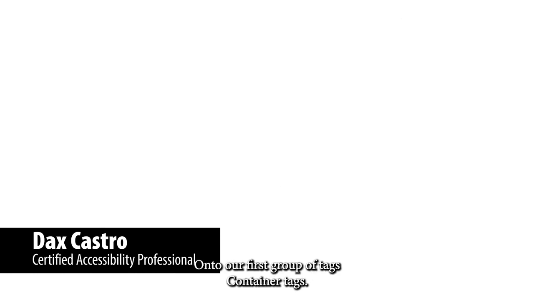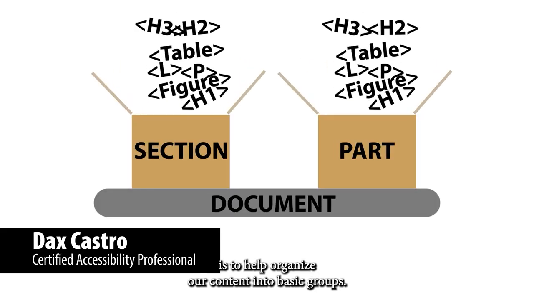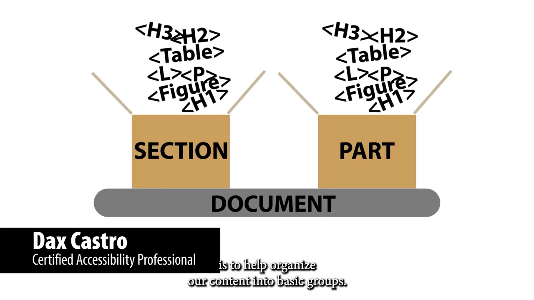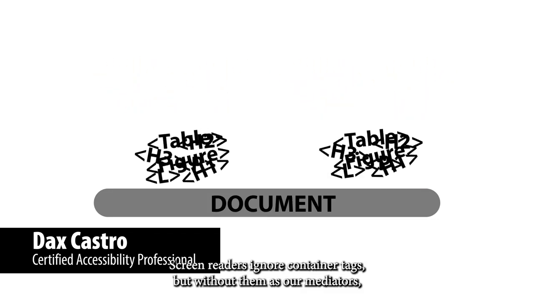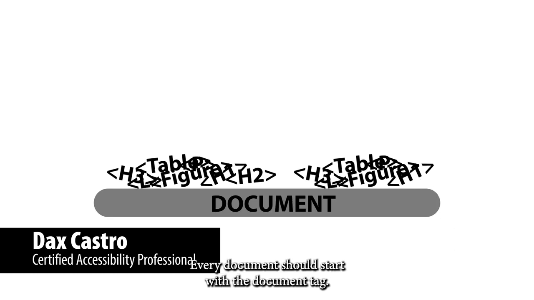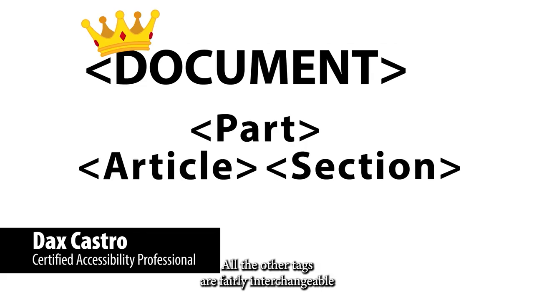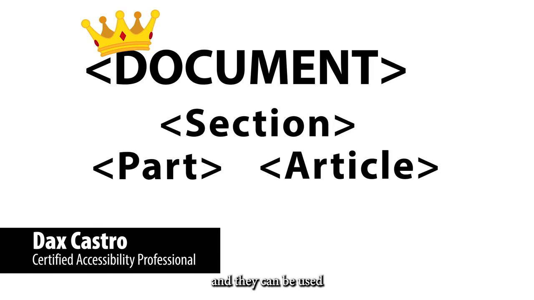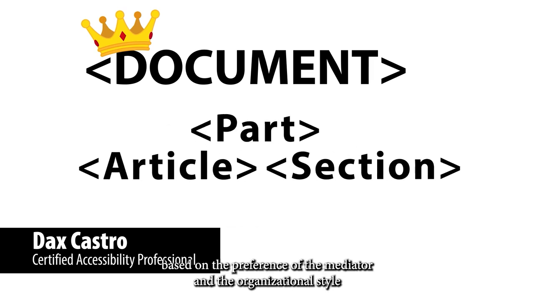On to our first group of tags, container tags. The sole purpose of a container tag is to help organize our content into basic groups. Screen readers ignore container tags, but without them as remediators, our job would be much harder. Every document should start with a document tag. This is the only real hard and fast rule for container tags. All the other tags are fairly interchangeable, and they can be used based on the preference of the remediator and the organizational style of the document.